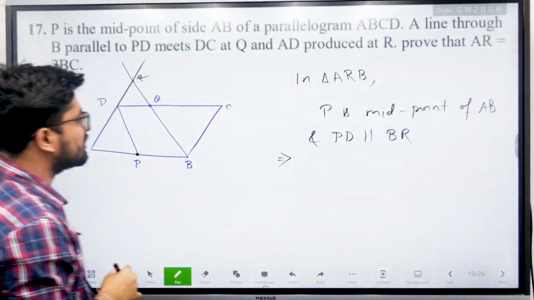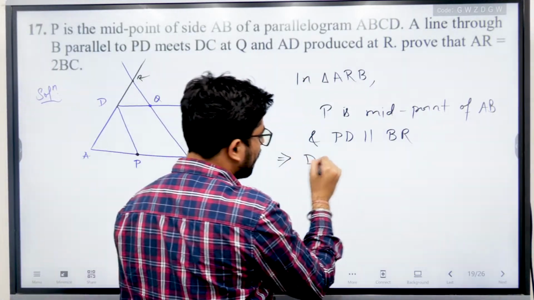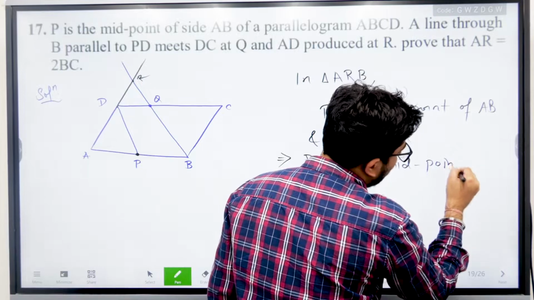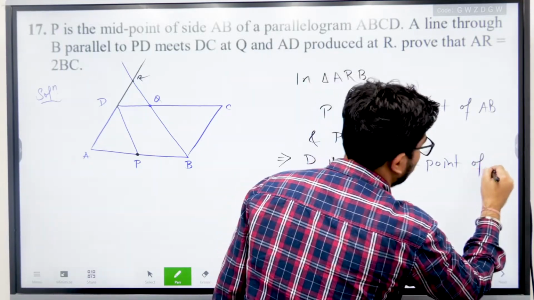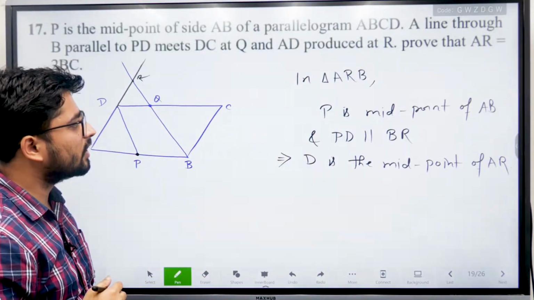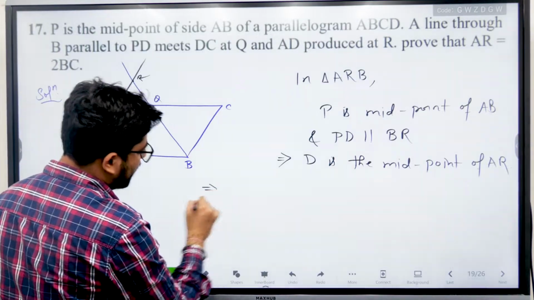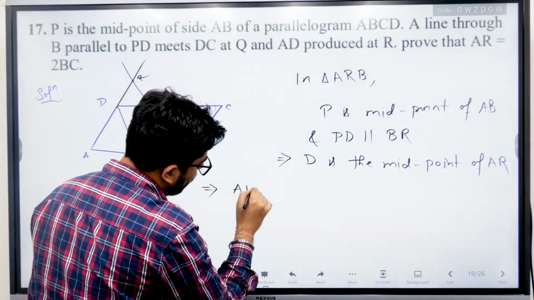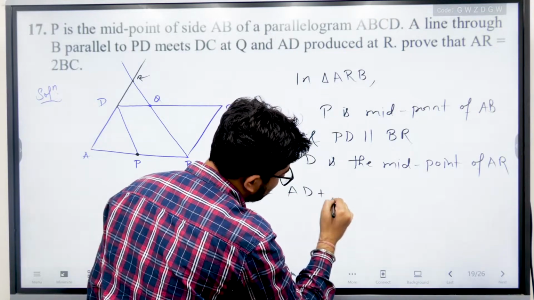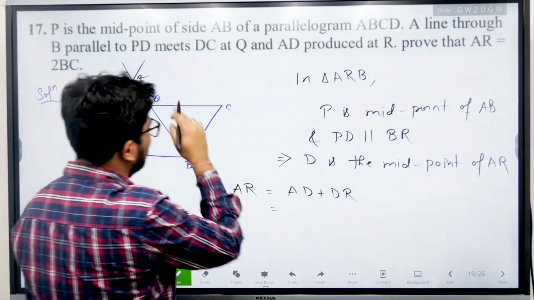From here, you can say this is the midpoint and this is parallel to the third side. So D is the midpoint of AR, because of the converse of midpoint theorem. Now, if D is the midpoint of AR, then AR is equal to AD plus DR. And D is the midpoint, so AD is equal to DR.